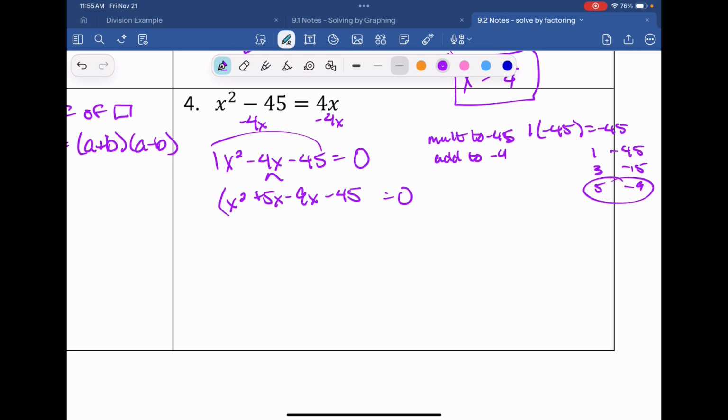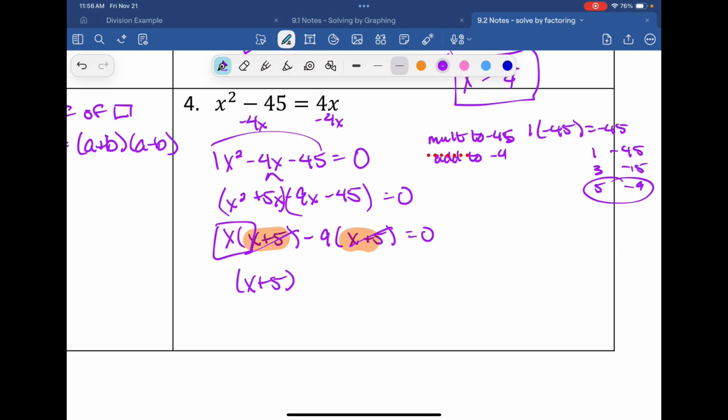Group. GCF. GCF also have the negative sign. So that negative sign comes down. And that GCF is negative 9. So it's going to make negative 9x a positive x, and negative 45 a positive 5. Common binomial. Whatever is left.